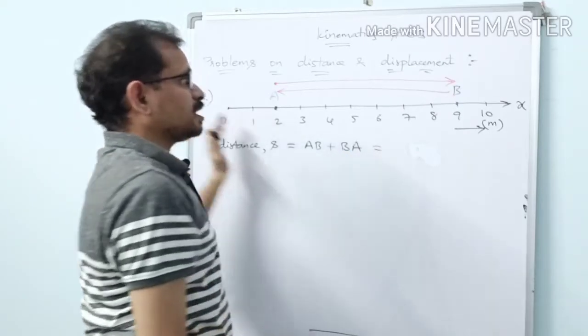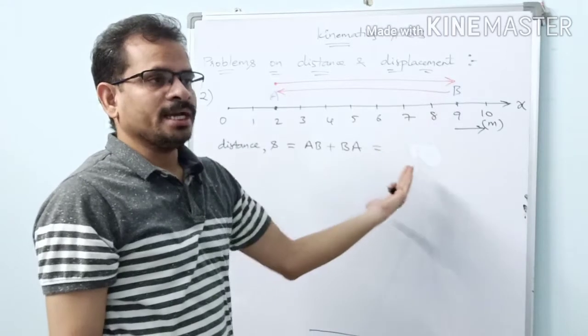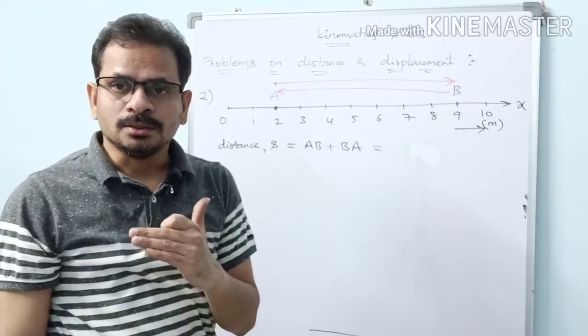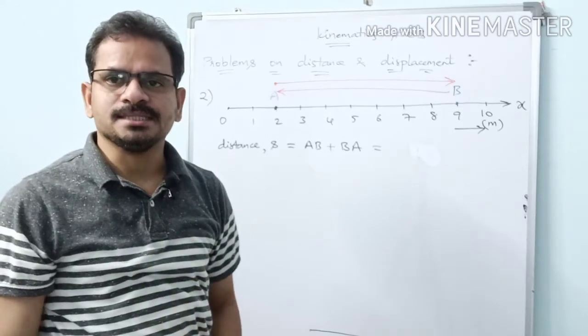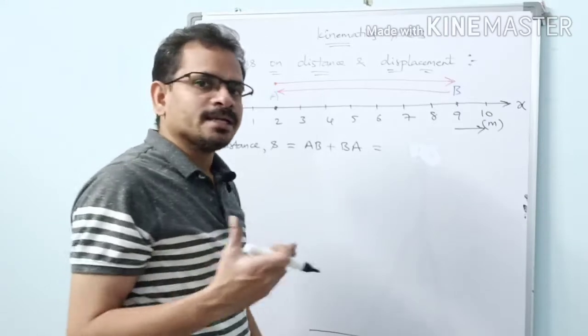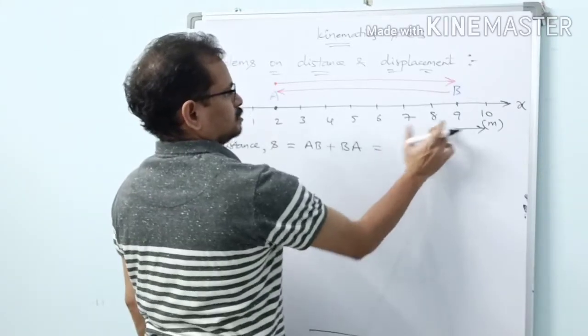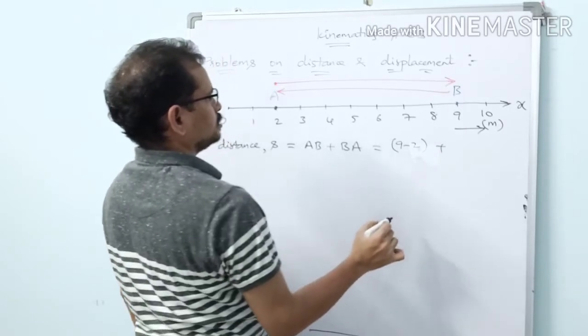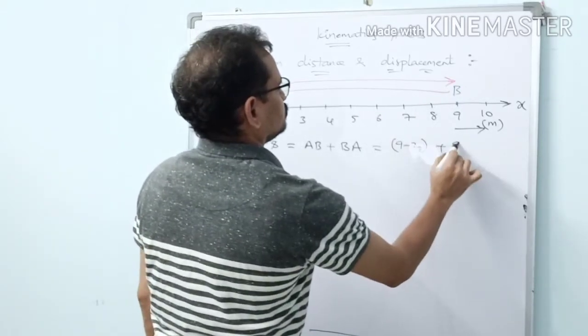So here, don't consider A to B as positive and B to A as negative. For distance, there is no consideration of direction. It is just the length of the actual path on which the particle moved. So 9 minus 2, plus again 9 minus 2.